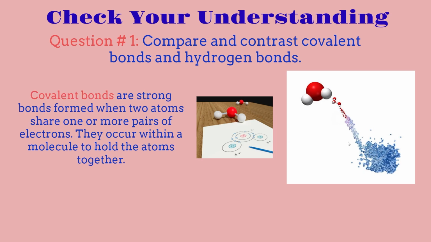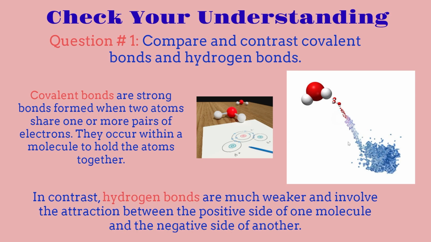So for question number 1, covalent bonds are strong bonds formed when two atoms share one or more pairs of electrons, and they occur within a molecule to hold the atoms together. For example, covalent bonds are always formed when there's a nonmetal with a nonmetal, and the most common example that we can use is water. And in contrast, hydrogen bonds are much weaker and involve the attraction between the positive side of one molecule and the negative side of another.